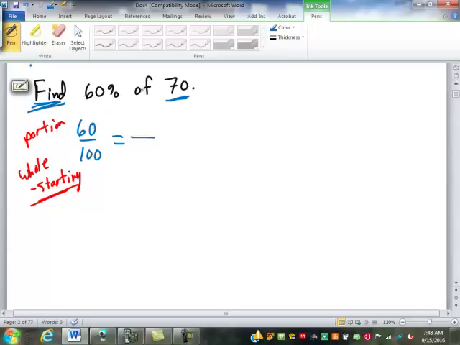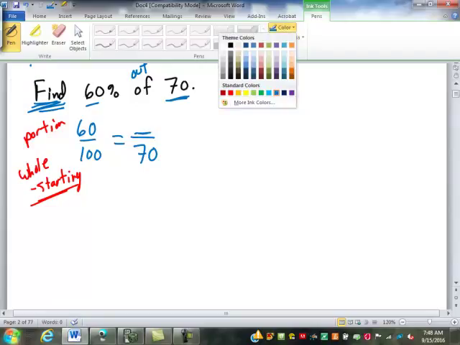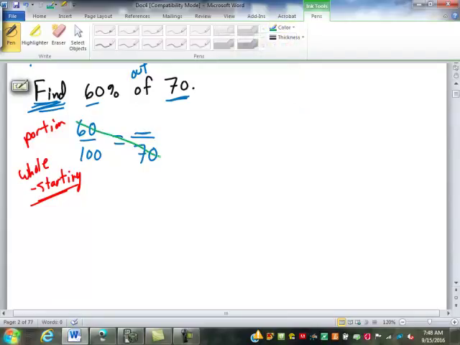Well, one way to look at it is "of 70" can be thought of as "out of 70," which is telling us the 70 is on bottom. It's out of 70, the 70 has to be on bottom. Find the 60% is telling us what we're looking for is the number that matches up with the 60%. So now we cross multiply and divide. 60 times 70 is 4,200. Divided by 100 is 42. So 42 is the 60% of 70.